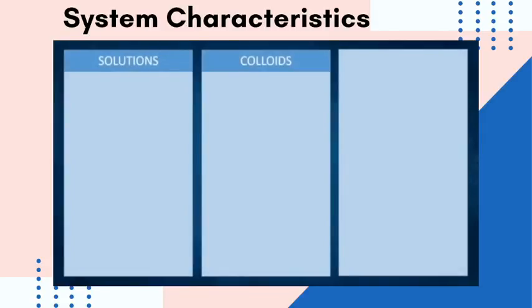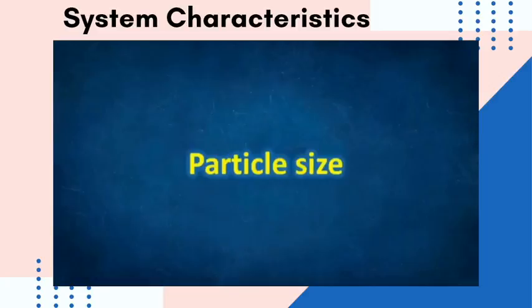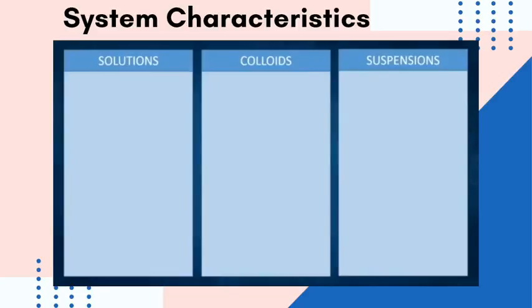Let us differentiate between solutions, colloid, and suspensions. Let's begin with particle size. The particles of a solution are smaller than colloids and suspensions. Among these mixtures, solutions have the smallest size of particles. It can be illustrated by the small circles inside the box.